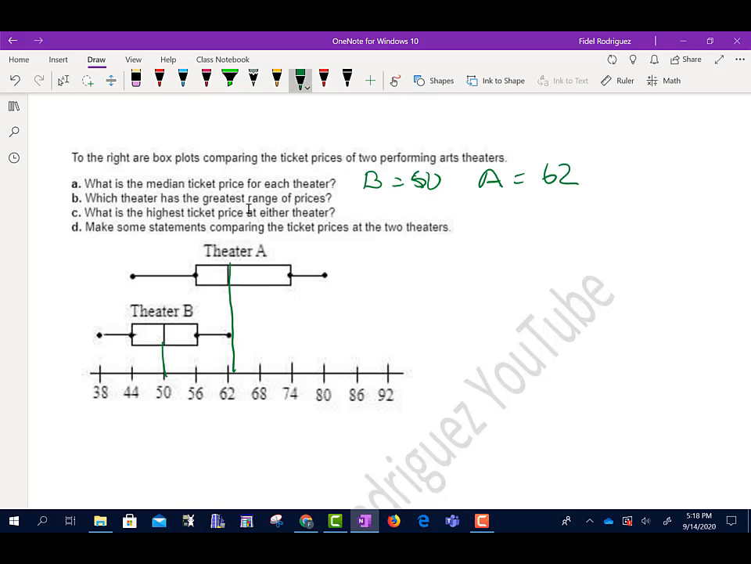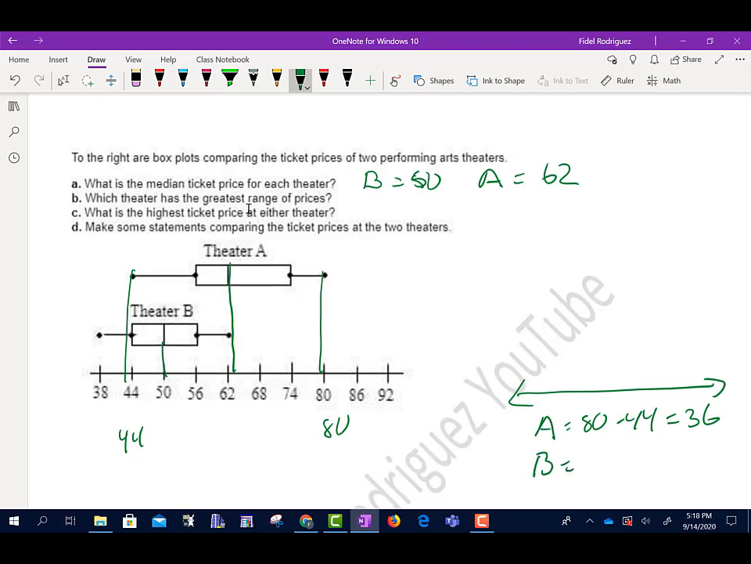Okay. Now, it's going to say which theater has the greatest range of prices. What they mean by that is which one is the widest. Well, it looks like A is, right? Because look, this is 80 and this is 44. So the range of A would be 80 minus 44, which is 36. If I were to do B, it's 62, that's the biggest, minus 38. So 62 minus 38 would be about 24. So yeah, A is going to have the widest at 36. Okay.